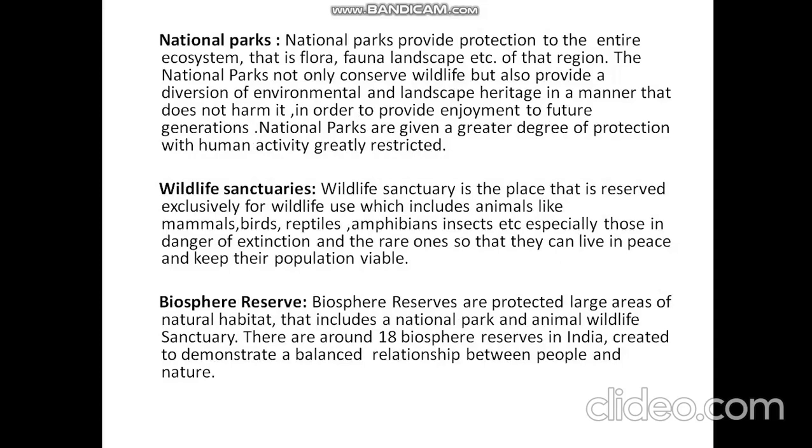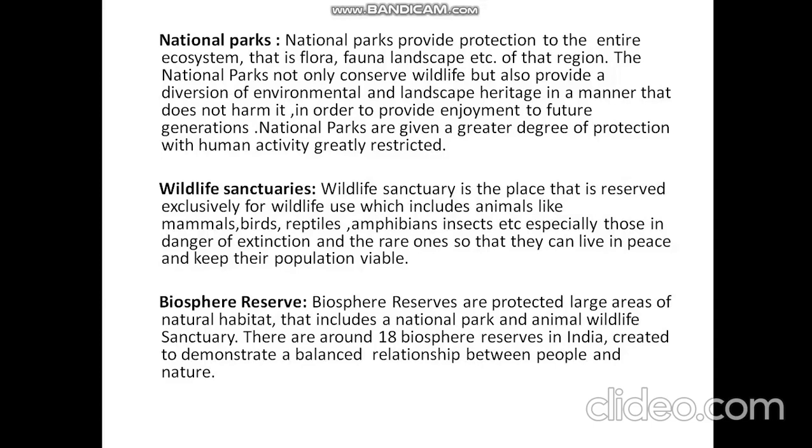Now let us talk about national parks, wildlife sanctuaries and biosphere reserves. So what are national parks? National parks provide protection to the entire ecosystem, that is flora, that is plants, fauna, animals, landscape, etc. of that region. The national parks not only conserve wildlife but also provide a diversion of environmental and landscape heritage in a manner that does not harm it, in order to provide enjoyment to future generations.